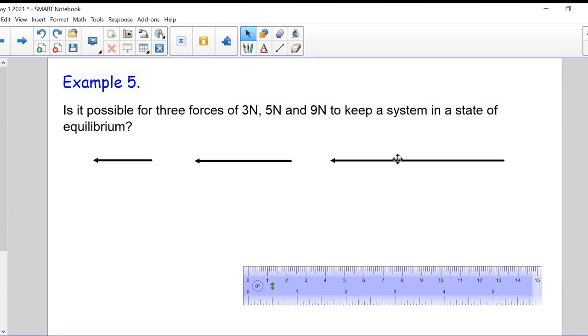So if I add this 9 and this 5, that must be greater than the other side, which is 3. Well, it does check out if I did that. The 9 and the 5 add up to more than 3. If I were to add the 9 and the 3, which is 12, that's more than the 5. So again, that checks out. But if you add the 5 and the 3 together, that's not more than 9.